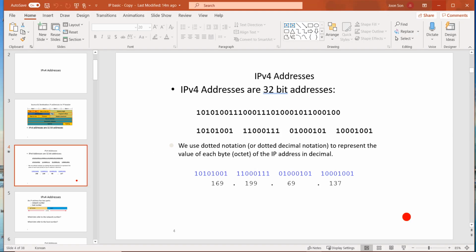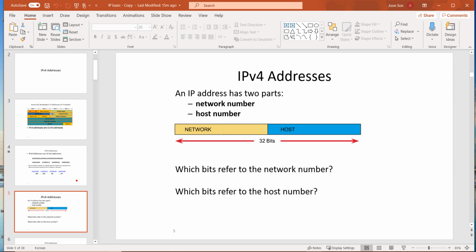Okay. Having said that, an IP address is hierarchical. So what do you mean by hierarchical? It has network address and host portions, right? The network portion and host portion. And as you can see, in that way it's hierarchical, right? It has network and host portion.